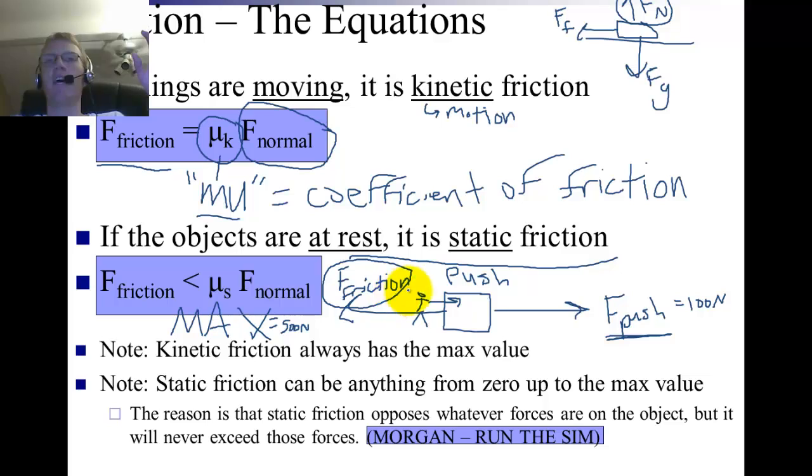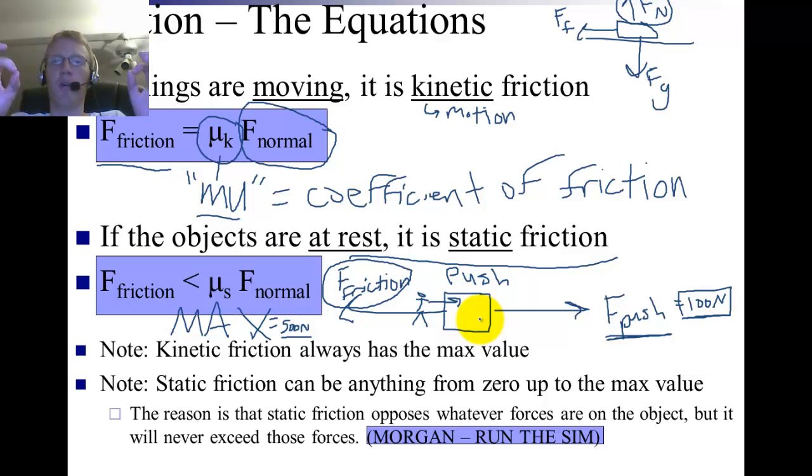Instead, what happens is the value of the force of friction will match whatever you do to it. So if you push for 100, the force of friction will be 100. If you push for 200, the force of friction will be 200, all the way up to the max value. So you could be pushing at 500, force of friction will be 500, but as soon as you push at 501, the force of friction can't go higher than this value of 500. So when you push at 501, the box now has a net force to the right, and it will start to move to the right.